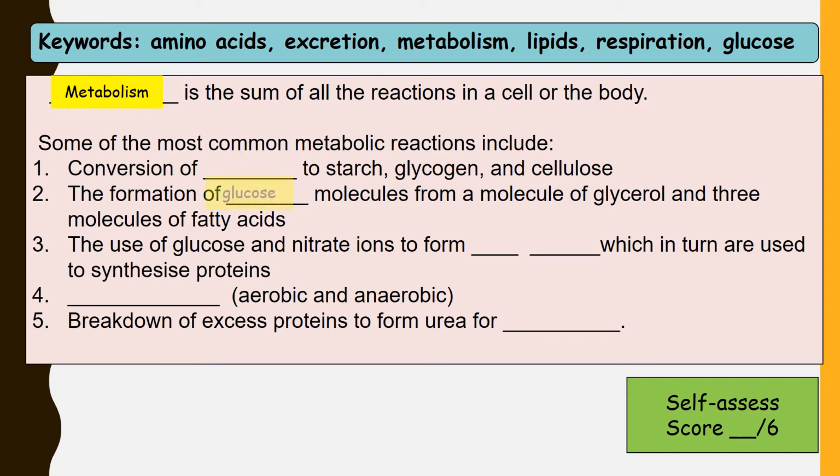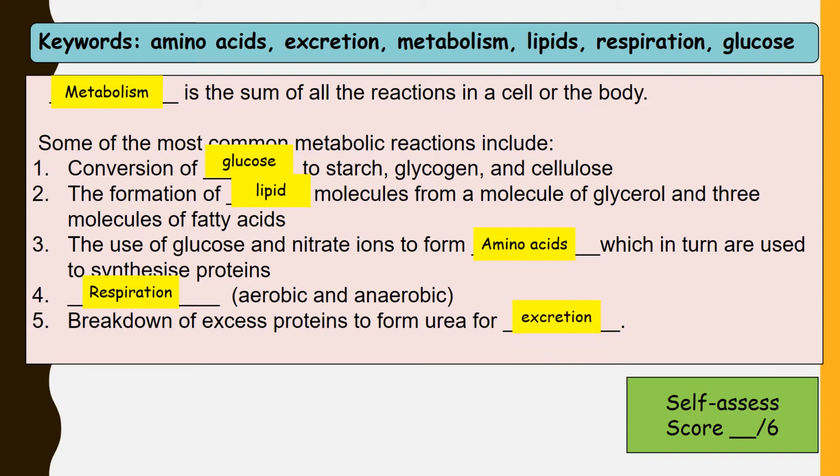conversion of glucose to starch, glycogen and cellulose, the formation of lipid molecules from a molecule of glycerol and 3 molecules of fatty acids, the use of glucose and nitrate ions to form amino acids, which are then used to synthesize proteins. Remember, synthesize means to make. It's used in respiration, both aerobic and anaerobic, and the breakdown of excess proteins to form urea for excretion.